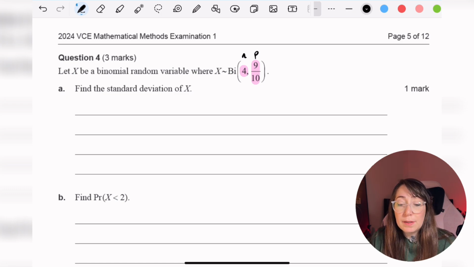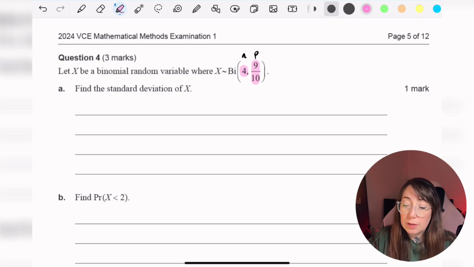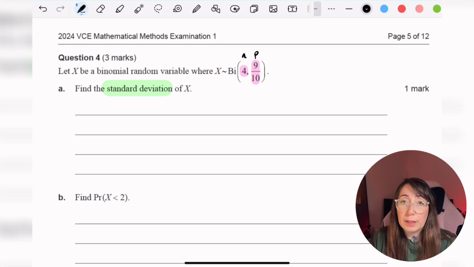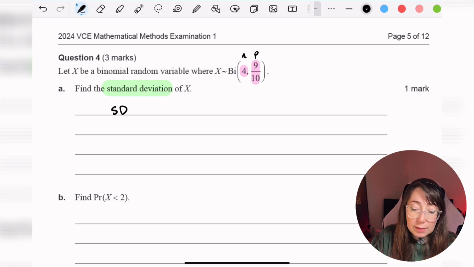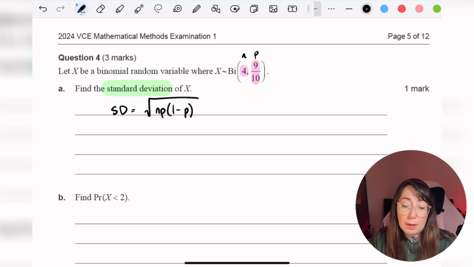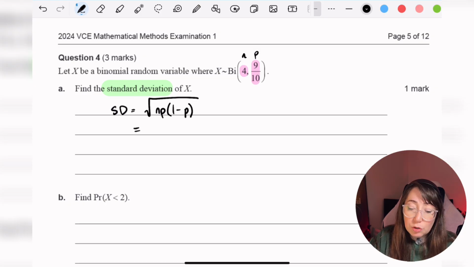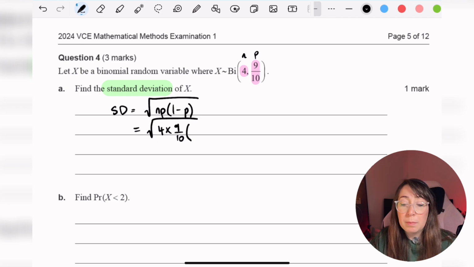So part A says find the standard deviation of x. That's the clear instruction that we need to complete. It is the standard deviation. So that will just very clearly tell us what formula to use. So that standard deviation is equal to the square root of n times p multiplied by 1 minus p, or the probability of failure. We can then go ahead and substitute everything that we know in. So that's 4 times 9 on 10 times 1 minus p, or 1 minus 9 on 10 will be 1 on 10.